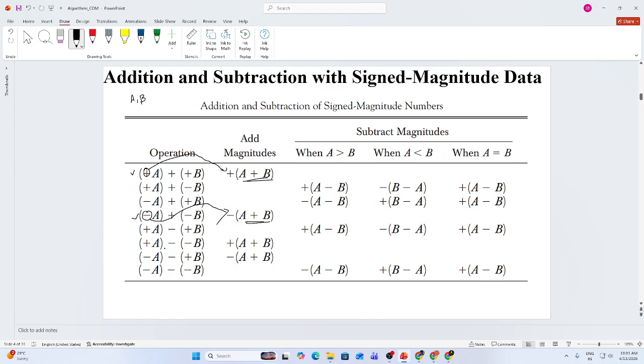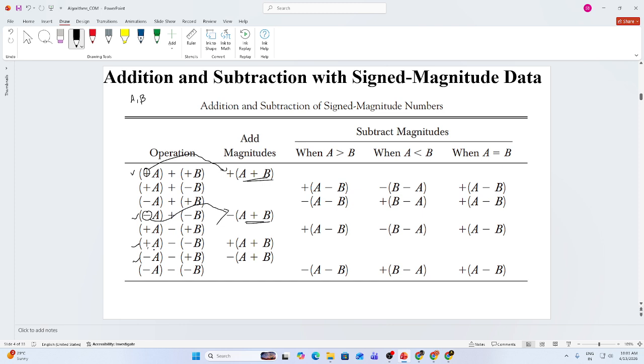Similarly, let us consider the case of subtraction. In case of subtraction, if the signs are different, we need to perform addition. For example, you see this case. In this case, the signs are different. The sign of A is positive here and the sign of B is negative; the sign of A is negative here and the sign of B is positive. In both these cases, we need to perform addition, and the sign of the result is the same as the sign of A.